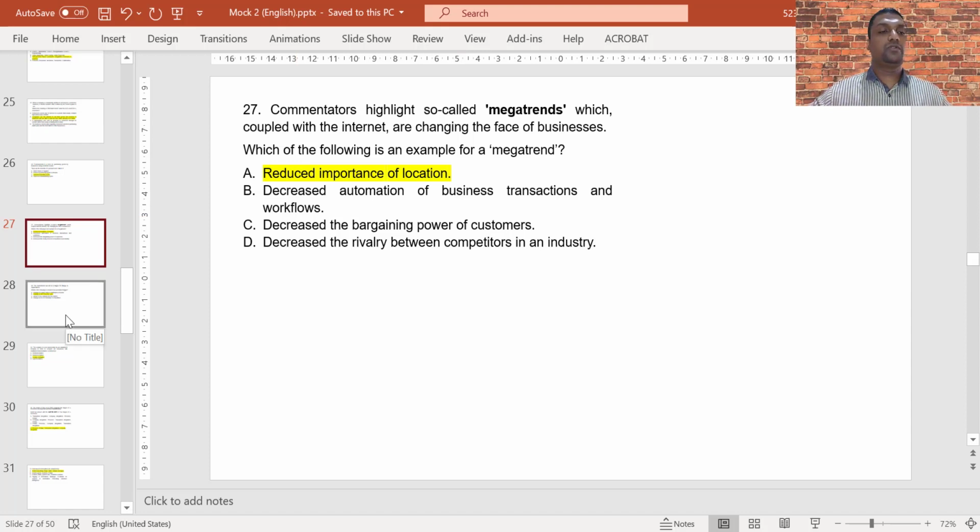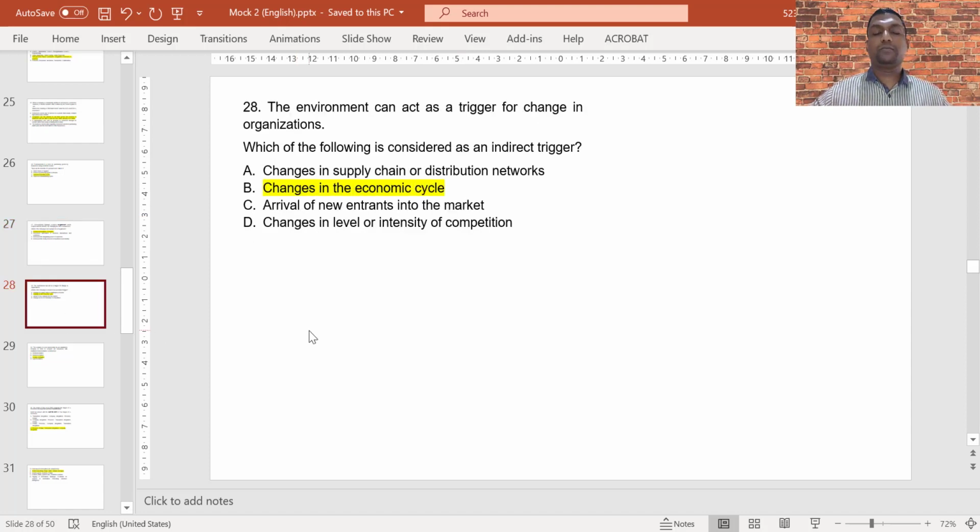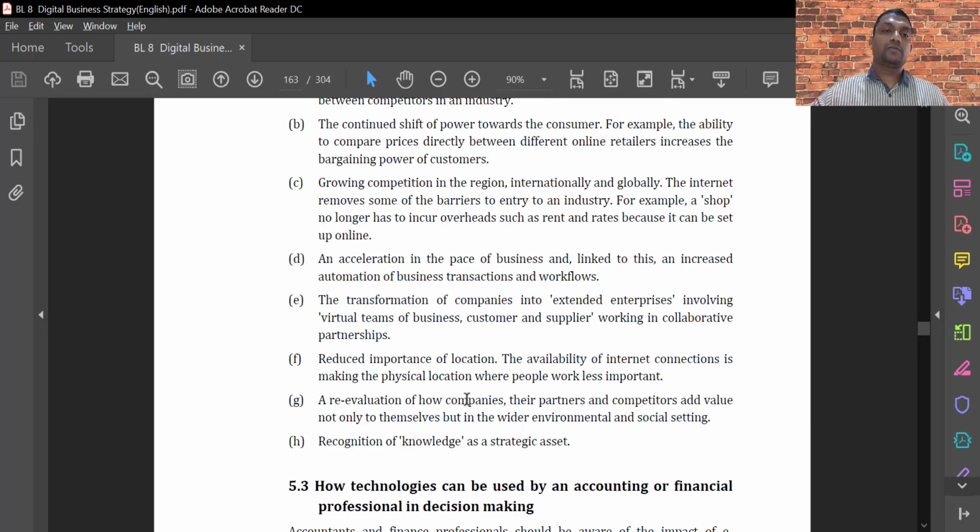Okay, let's move on to question number 28. The environment can act as a trigger for change in organizations. Which of the following is considered an indirect trigger? So there are direct triggers and indirect triggers. Let's look at what the direct and indirect triggers are.